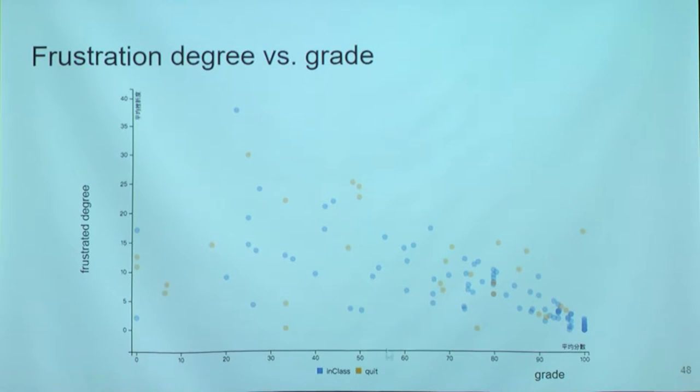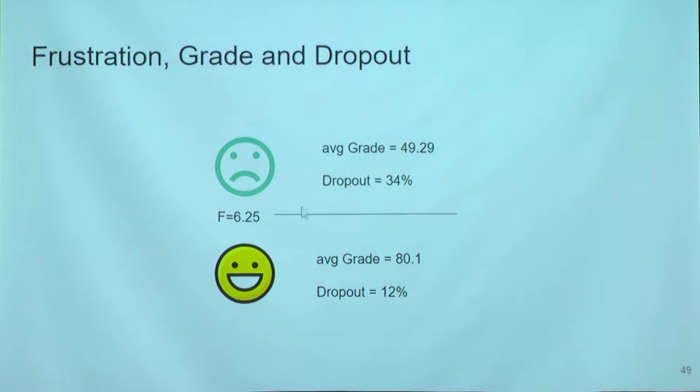So here you can see the higher the grade the student gets, the lower the frustration degree. The average frustration degree is 0.25. Above this value, the average grade is 49 and 34 students dropped out from the course. If the frustration degree is below this value, the average grade is 80 and the dropout rate is only 12. Okay, so we can understand the frustration degree is strongly related to their grade and the dropout.